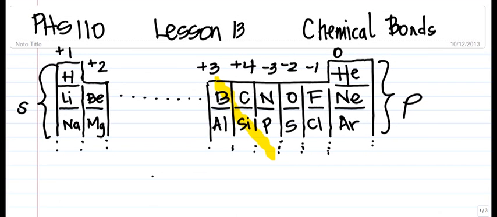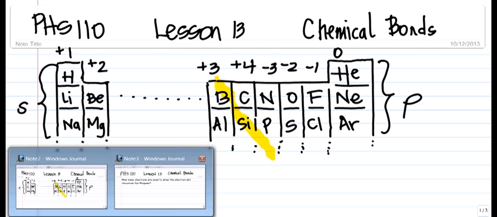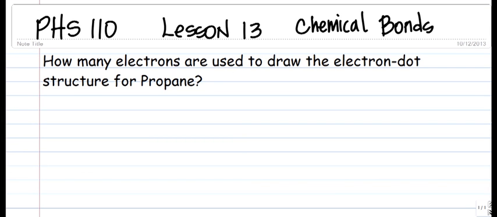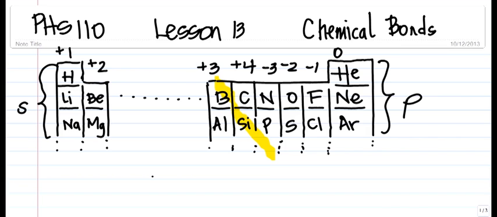Going further into ionic bonds and chemical bonds, you may be asked a problem such as how many electrons are used to draw an electron dot structure. Well, if you recall from a previous video, I drew out a little piece of the periodic table and I told you, remember the pattern, 1, 2, 3, 4, 3, 2, 1. Remember that the first 1, 2, 3, 4, that's positive. The second 3, 2, 1, that's negative.